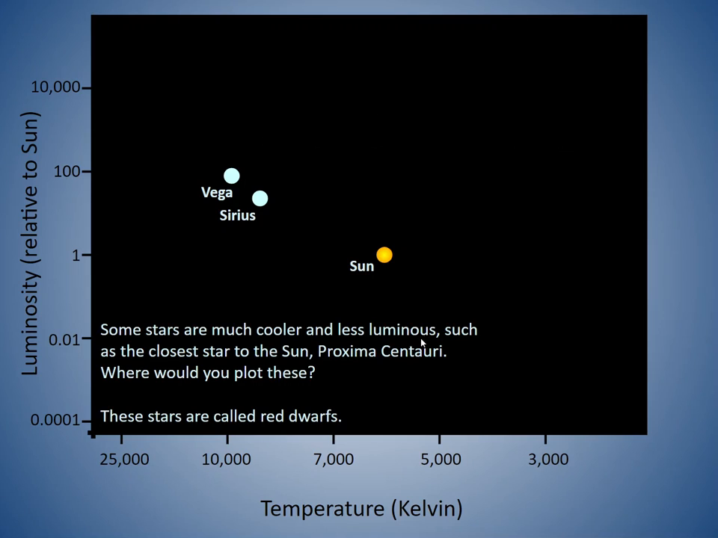Some stars are much cooler and less luminous. So the one nearest to the sun is called Proxima Centauri. Okay, so this is called a red dwarf. Okay, it's cooler and not as bright. It's dimmer and cooler. So if it's dimmer, do I go up or down? Down. And if it's cooler, do I go left or right? Should go right. So what you can do is you can do this for every single star.